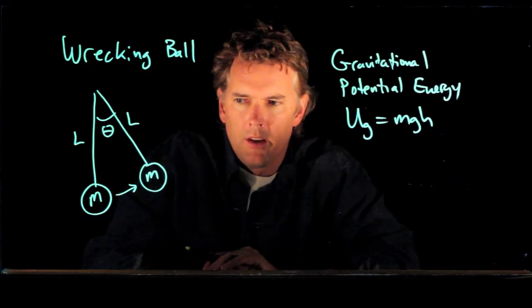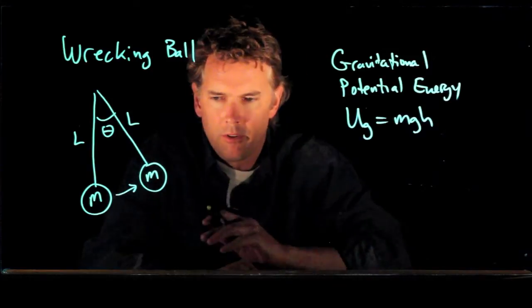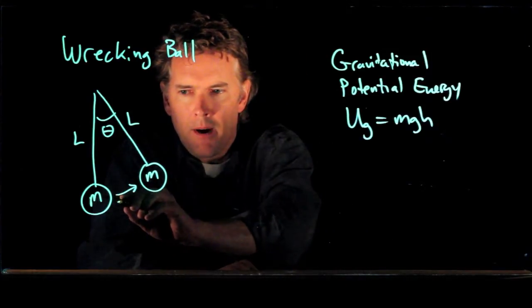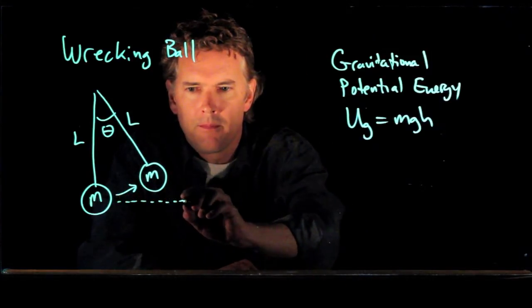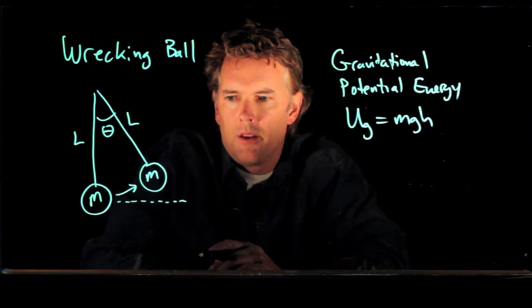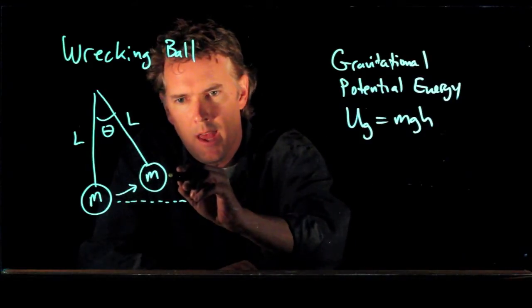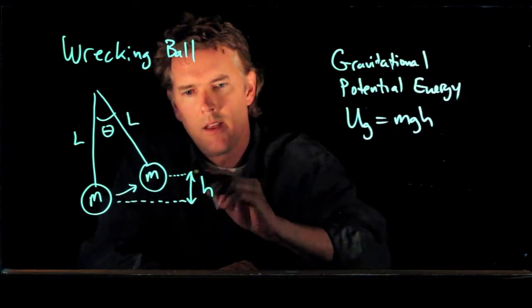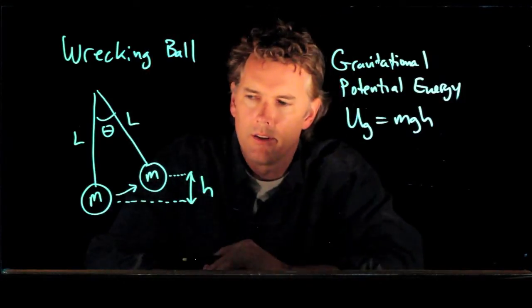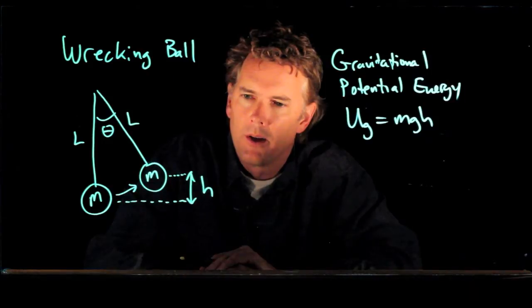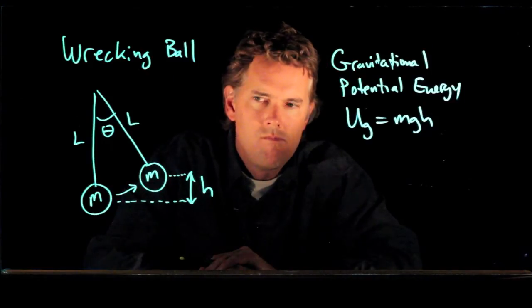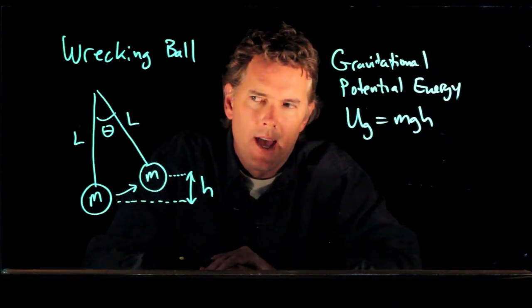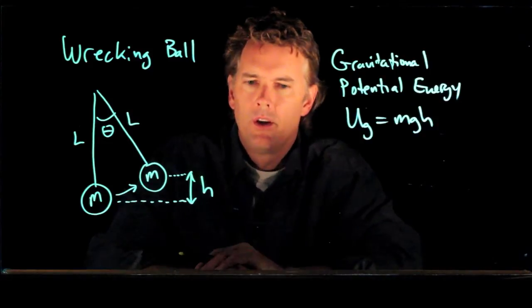So, for convenience, why don't we put our reference point right at the bottom of its swing? And if we put our reference point right there, then h is this height right here. How much higher is it than at the bottom of its swing? All right, how do we calculate that based on these variables?